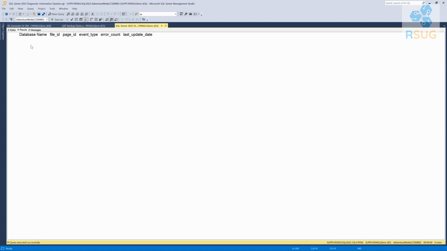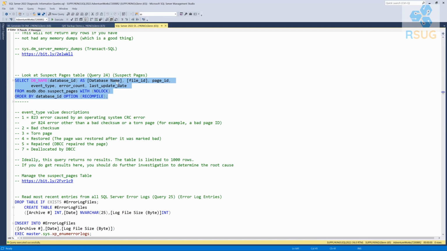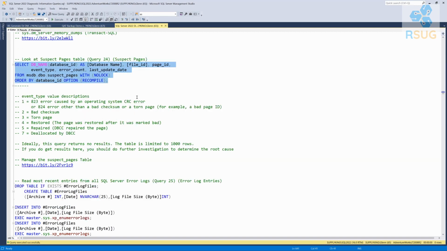And if you open this up and you see lots of rows in here, you have a problem that you need to investigate. Because what's happening is it's having bad checksums or torn pages that are sometimes being corrected and sometimes not, but that's not good. And it's very unusual to see anything in there. And if you do, you want to do something about it.